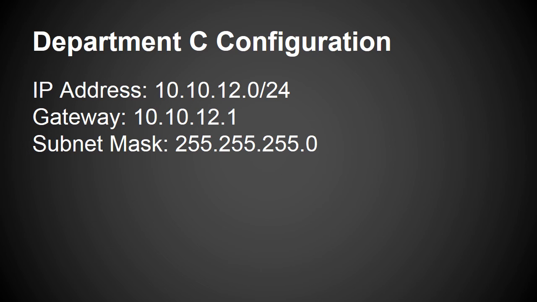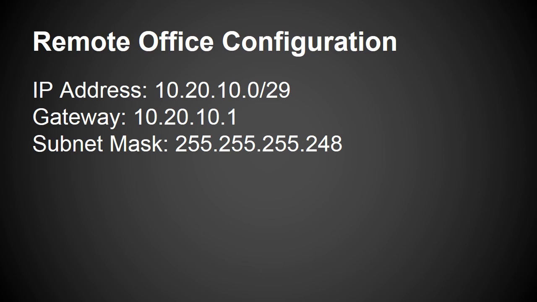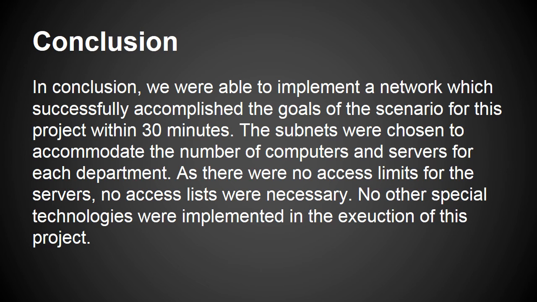For Department C configuration, there were 200 PCs, and the IP address was 10.10.12.0/24. The gateway was 10.10.12.1, and the subnet mask was 255.255.255.0. For the remote office configuration, there are 5 PCs. The IP address 10.20.10.0/29 with a gateway of 10.20.10.1 and a subnet mask of 255.255.255.248.